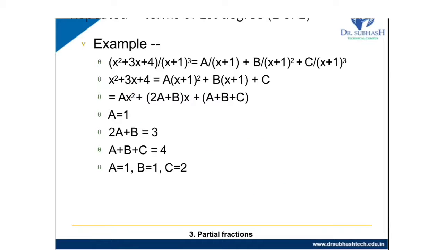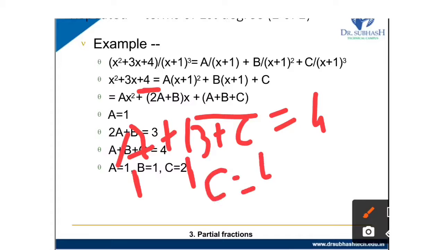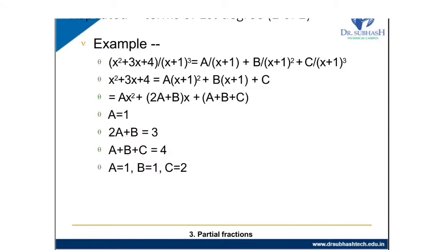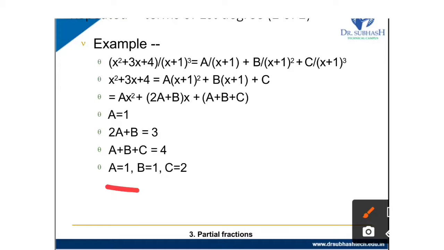Then a plus b plus c equal to 4. We already found a equal to 1 and b equal to 1. So 1 plus 1 equal to 2, and we put 2 on the other side of the equal sign, so it will be minus. So c equal to 4 minus 2, so c equal to 2. By this method we get a equal to 1, b equal to 1 and c equal to 2.